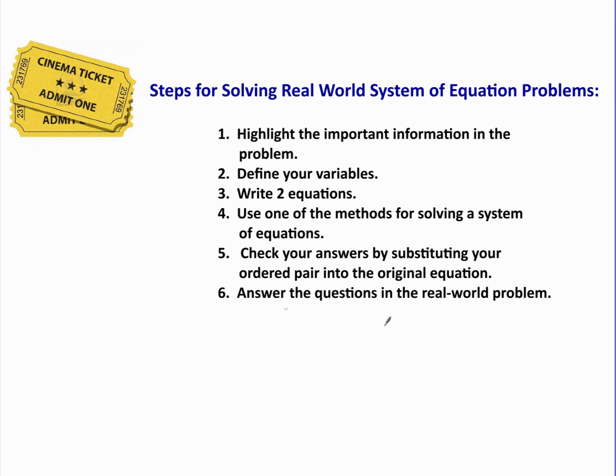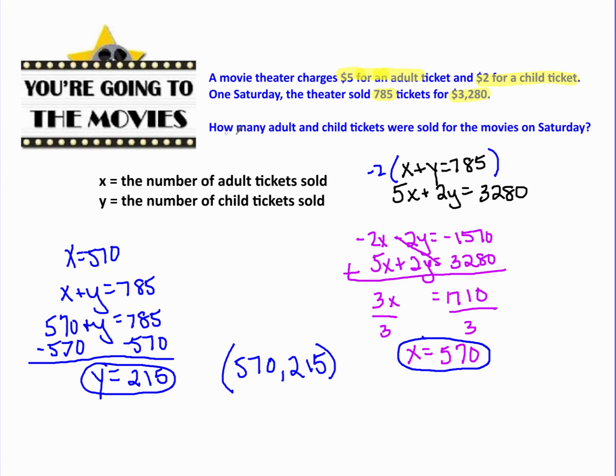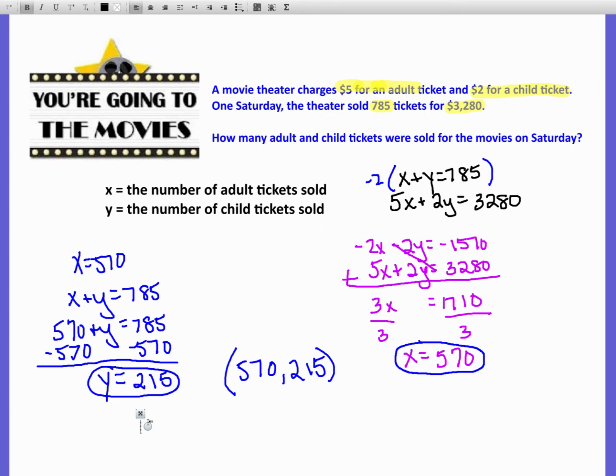My last step is to answer the question in the real-world problem. My original problem asks how many adult and child tickets were sold for the movies on Saturday. We're going to write our answer in the context of the problem. So our ordered pair of 570, 215 means that there were 570 adult tickets sold and 215 child tickets sold on Saturday.